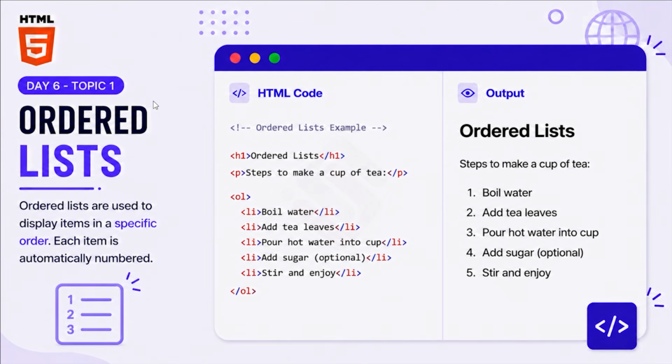Let's begin with the ordered list. An ordered list displays items in a numbered sequence. We use it whenever the order of the items is important. So the OL tag, meaning ordered list, creates the ordered list, and each item is written using the LI, meaning list item, tag. Let's take an example.